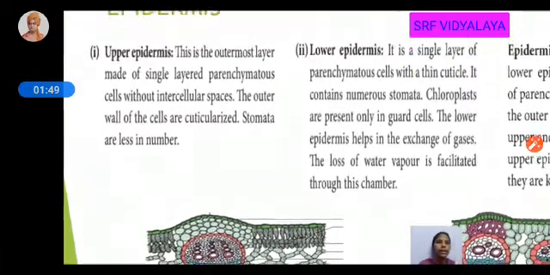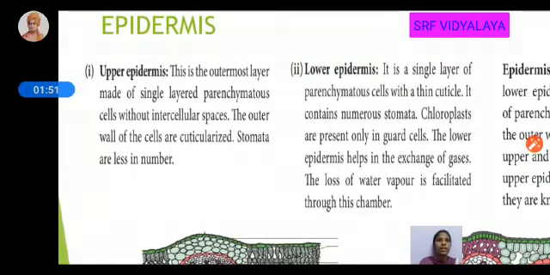So see here, upper epidermis. The upper epidermis is the outermost layer and it is made up of a single layer of parenchyma cells without any intercellular space. The outer wall cells are cuticularized and stomata are less in number. As I said before, cuticle is present in the shoot system, and here also it is cuticularized and stomata are less in number.